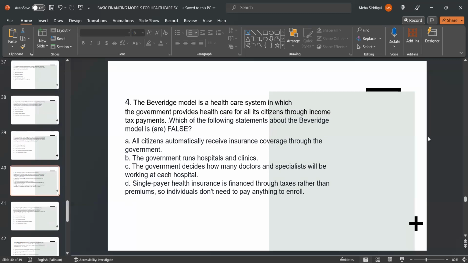MCQ number 4. The Beveridge model is a healthcare system in which the government provides healthcare for all of its citizens through income tax payments. Which of the following statement about the Beveridge model is false? All citizens automatically receive insurance coverage through the government. The government runs hospitals and clinics. The government decides how many doctors and specialties will be working at each hospital. Single payer health insurance is financed through taxes rather than premiums, so individuals don't need to pay anything to enroll. D. No. A is the right option.